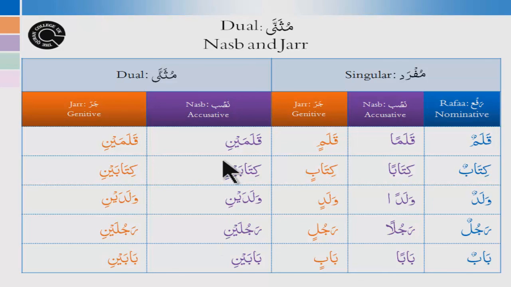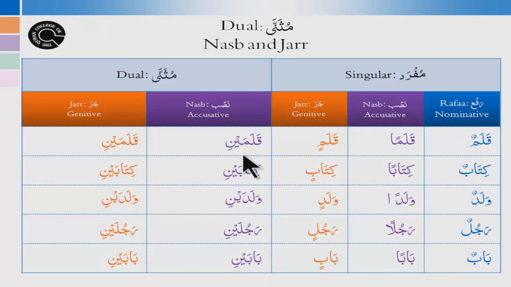So the muthanna has in common the genitive and the accusative case. That means the nasab and jar are common, and they exist in the same shape. So the identification of the rafa case is ani, and the identification of the nasab and jar case is aini. So the question again arises, how would we know that it's being used as a nasab or jar? And the answer is again the same: from the context you would tell if it is used as a nasab or a jar. As we go down the course, you would build up that context and you would identify those nouns easily.